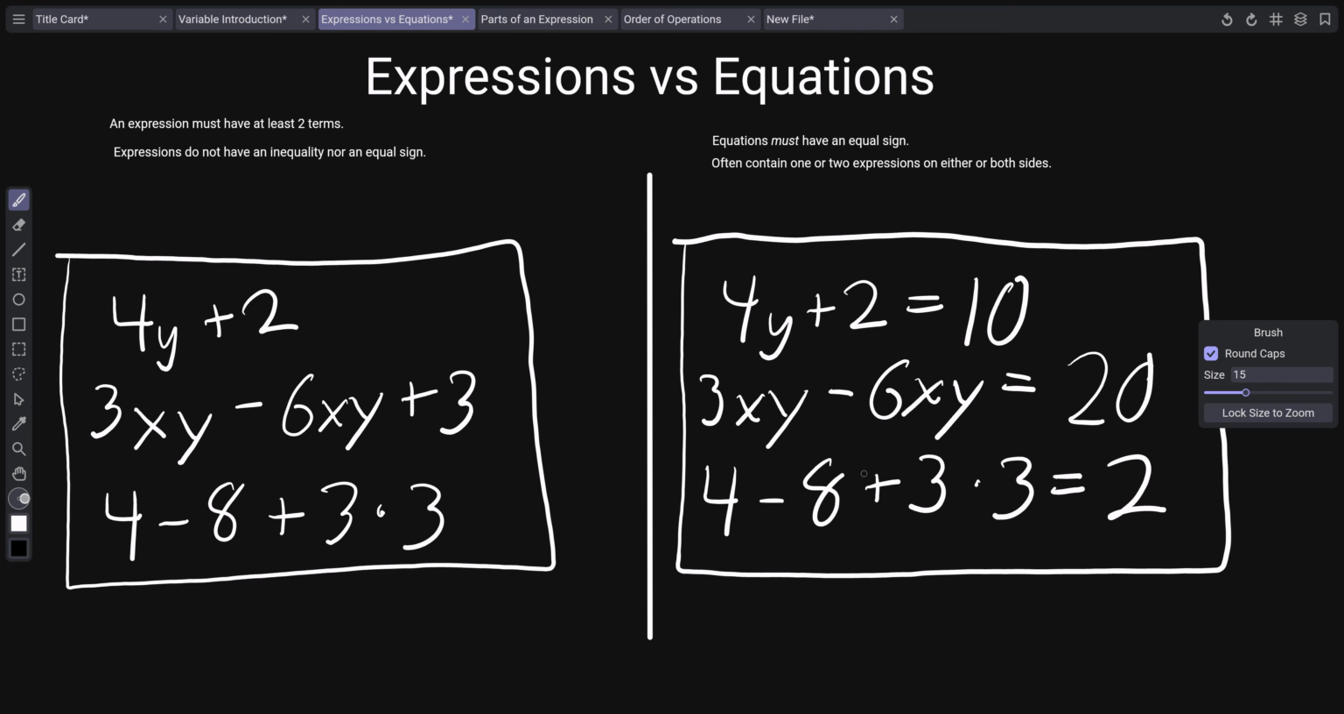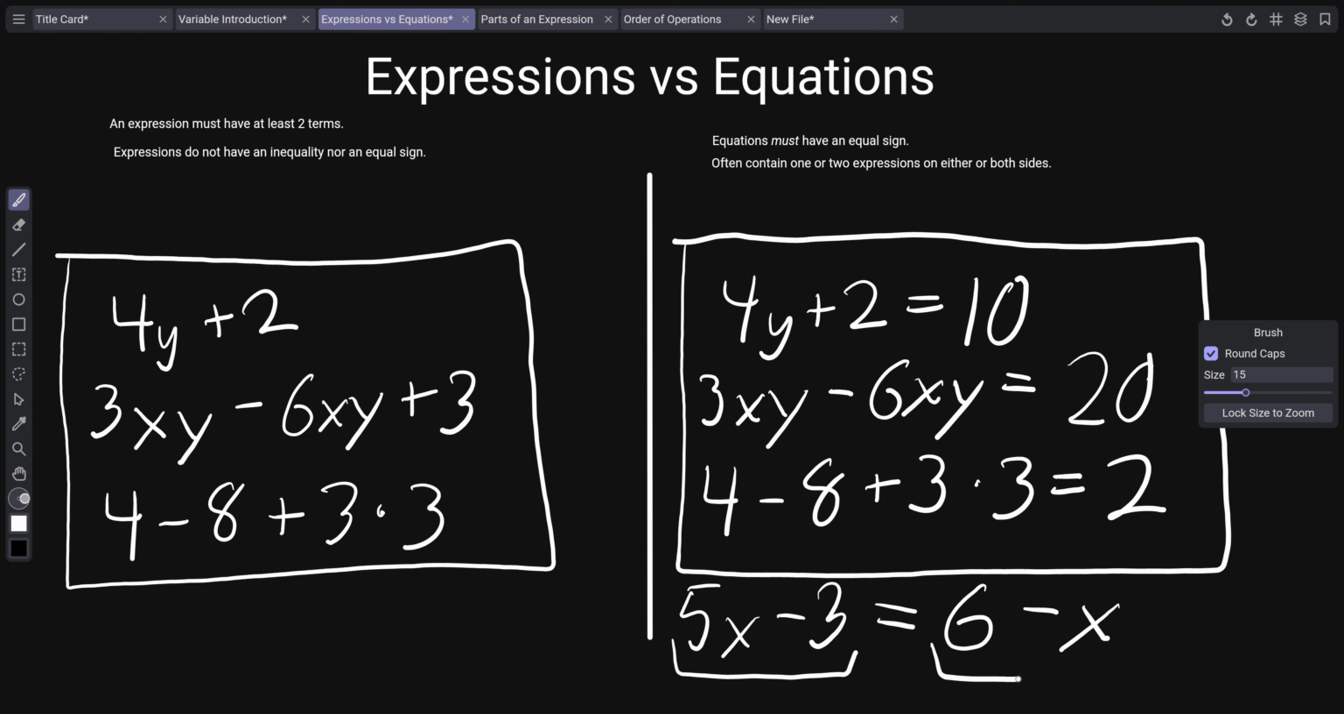Now, it is important to note that equations generally contain at least one expression, sometimes even two. So, like, you can have an equation that goes something like 5x minus 3 equals 6 minus x, right? These are two expressions because you have an expression here and an expression here, because an expression has to have at least two terms. And speaking of which, this would be a good time to actually explain what a term really is, as well as go into what the parts of an expression are.